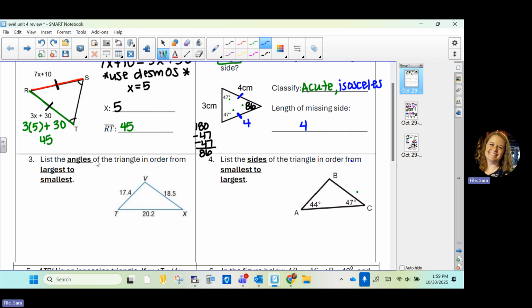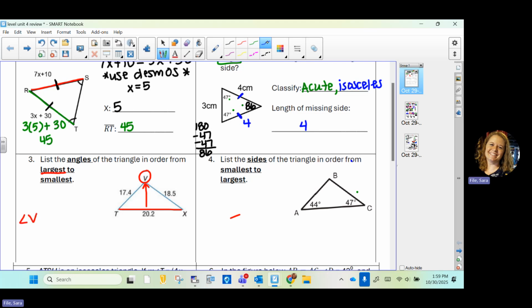All right, number 3 says list the angles in order from largest to smallest. This is hinge theorem. This is 4.6 if you need to look back at your notes. We said that the largest angle will be across from the longest side. Which of these 3 sides labeled here is the longest? Yeah, TX, 20.2. So what angle is it across from? So angle V is the largest angle.